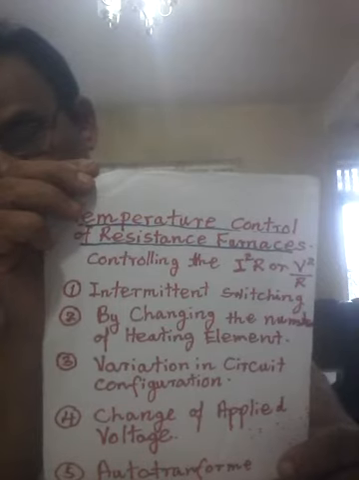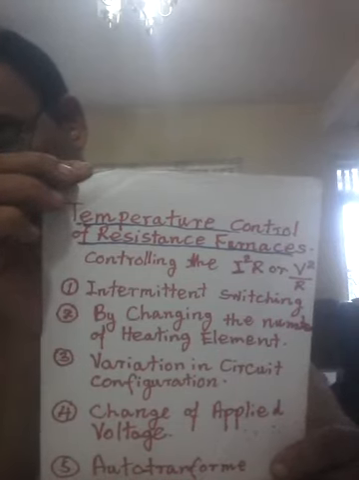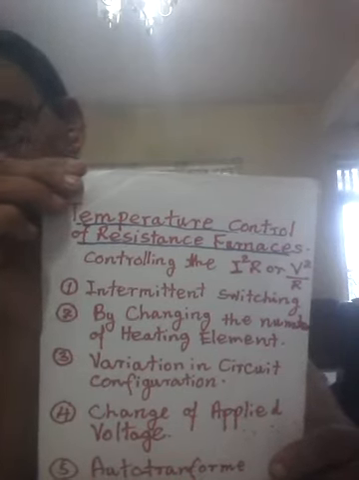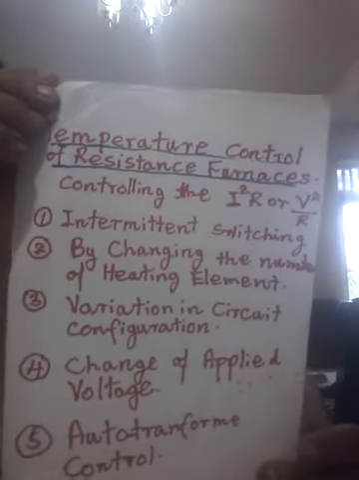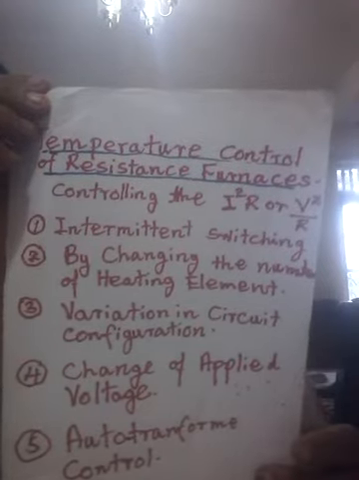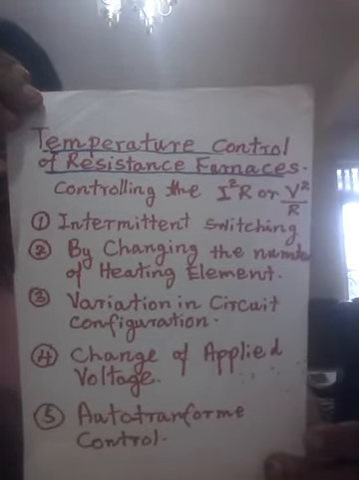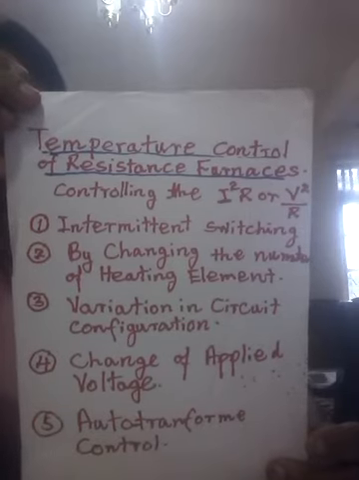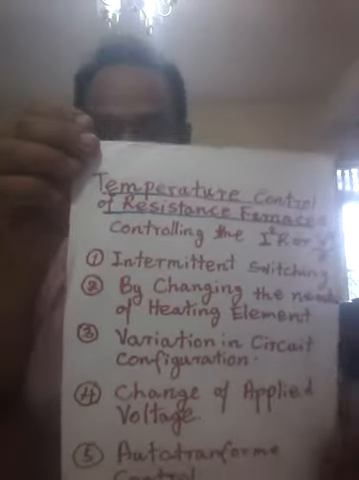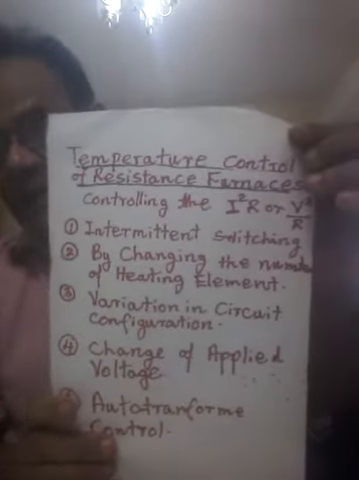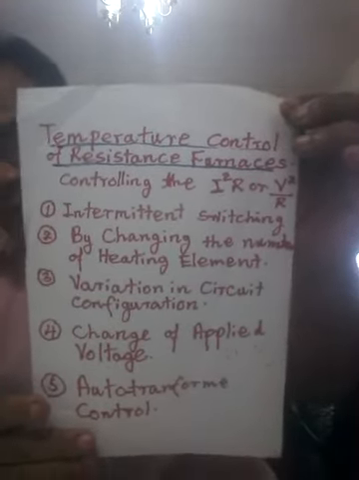The temperature of the resistance furnace can be changed by controlling the I squared R or V squared upon R losses. Theoretically, this power equation can be applied to the control of the temperature, and there are some methods for controlling the temperature.